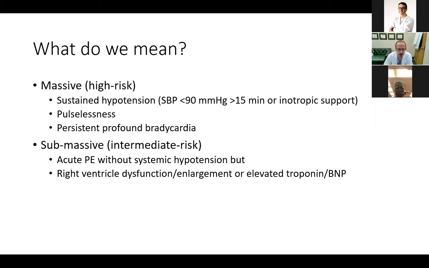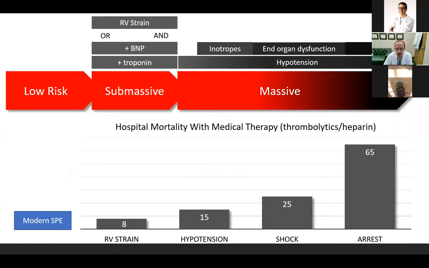So it is an acute PE without systemic hypotension, but some evidence of either RV dysfunction on echo or enlargement on imaging, and then an elevation of your biomarker, so BNP or troponin. And this is just a bit of a schematic demonstrating the spectrum that these patients present in.